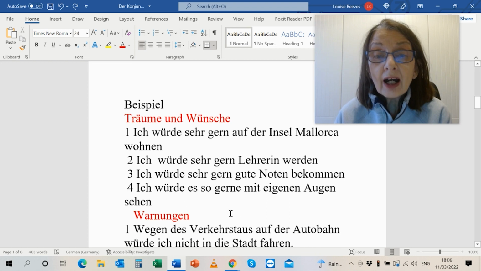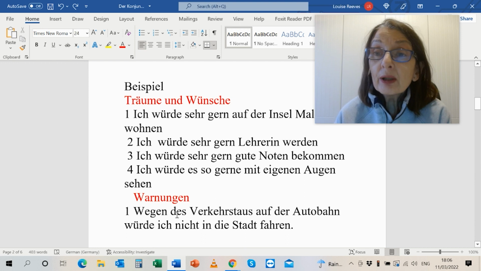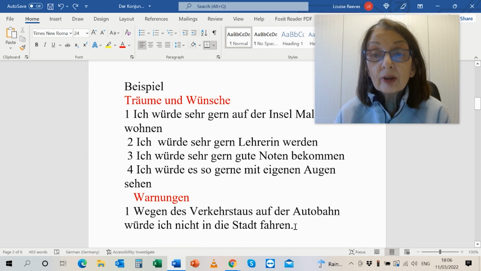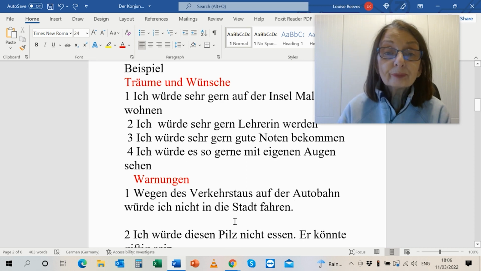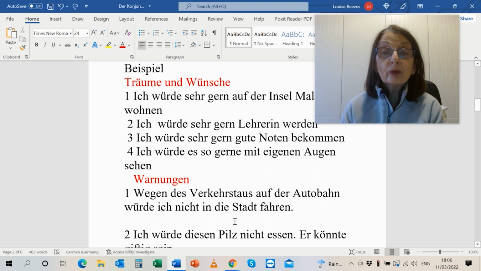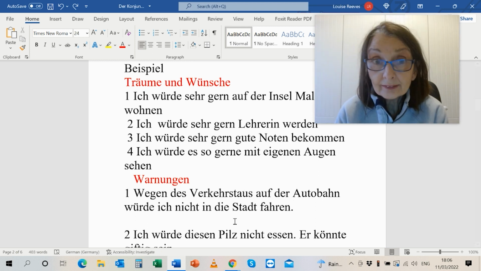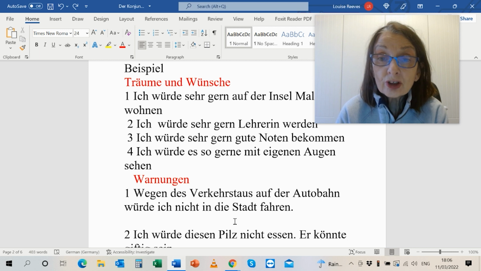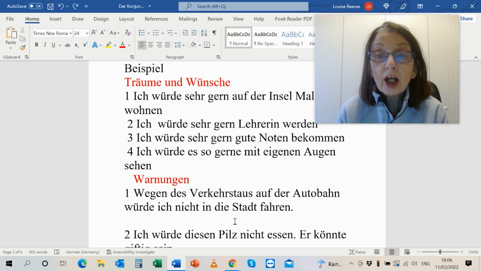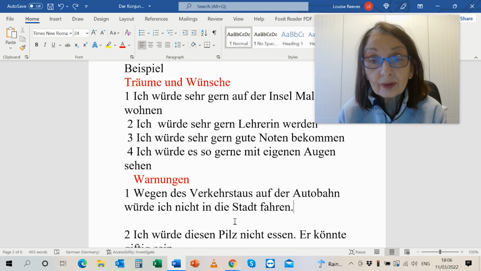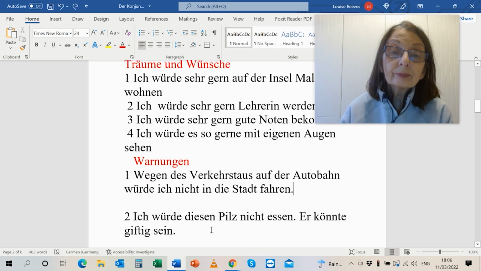Often you see on the news Warnungen, warnings, or somebody likes to warn somebody else. Now this is a warning I gave somebody this morning, and I just said, okay, that might do for my video today. So I said, I'm going to use it. Anyway, these two ones I actually used today. Wegen des Verkehrsstaus auf der Autobahn würde ich nicht in die Stadt fahren. On account of the traffic jams on the motorway, I wouldn't go into town. If I were you, in other words. An deiner Stelle.